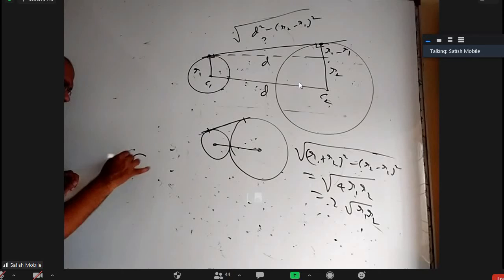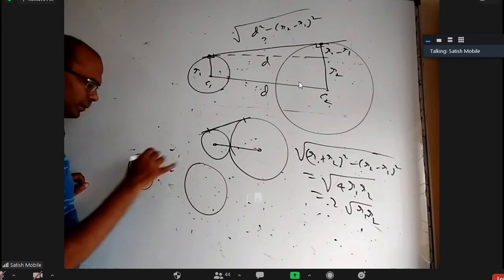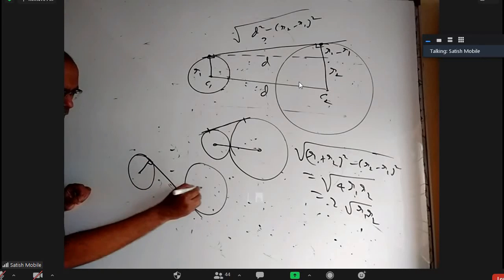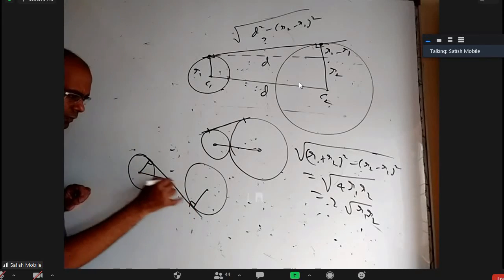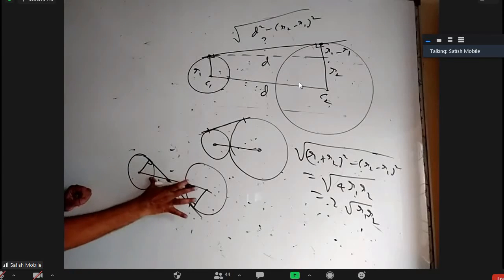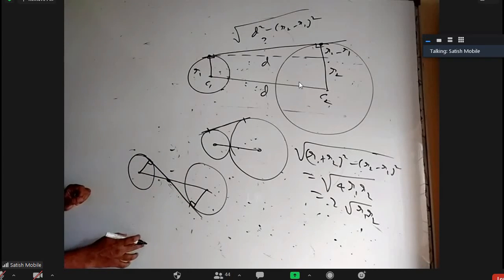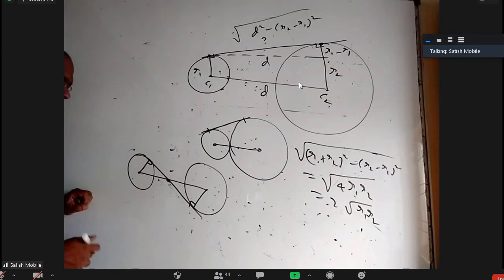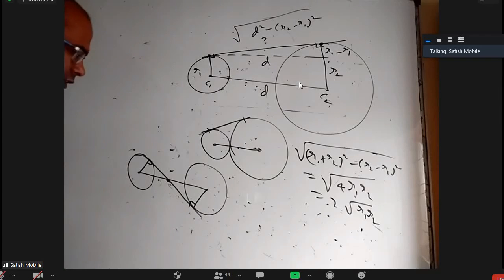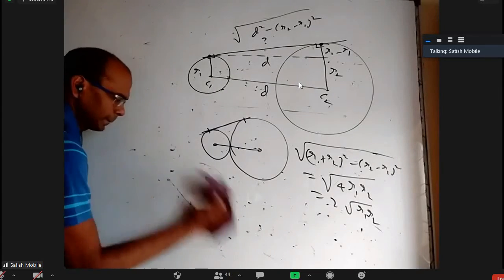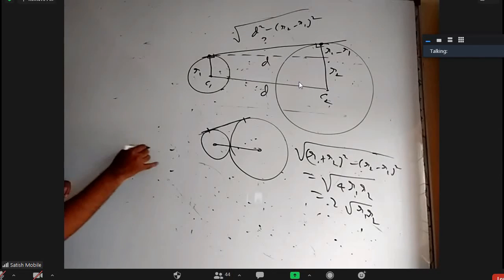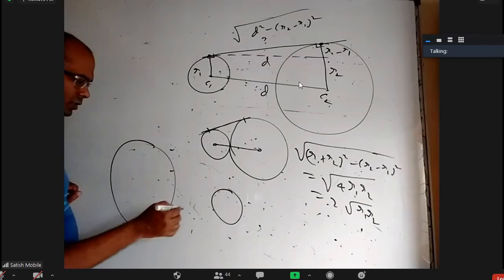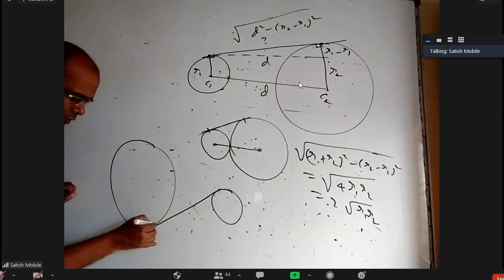What about the length of the transverse common tangent? This is 90 here. This is 90. I have this and I want to find the length from here to here. So what I will do, I want to construct a parallel one. I put one of them a little bigger. This is bigger and this is smaller. Let us say I want to find this transverse common tangent.